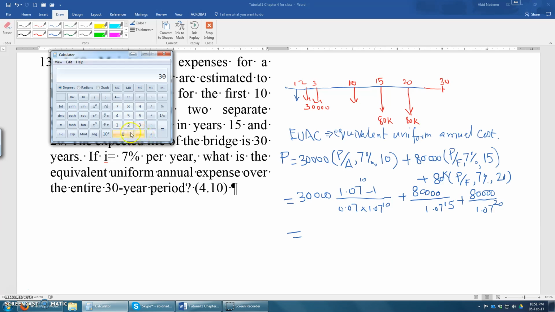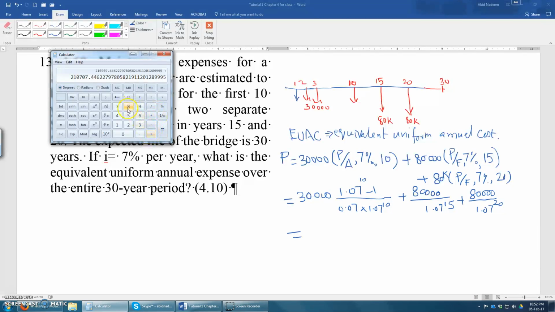I have 30,000 multiplied by 1.07 power 10 minus 1, and divided by 0.07 into 1.07 power 10, equal to this.